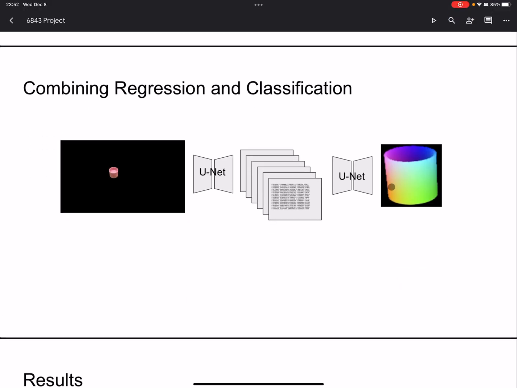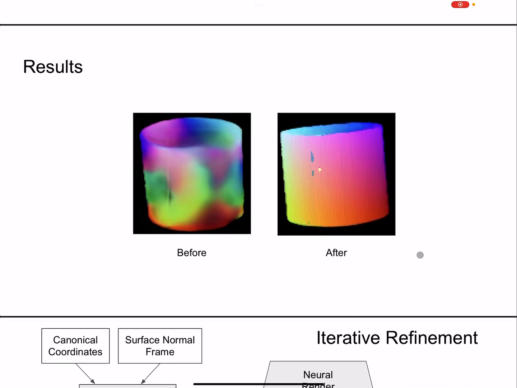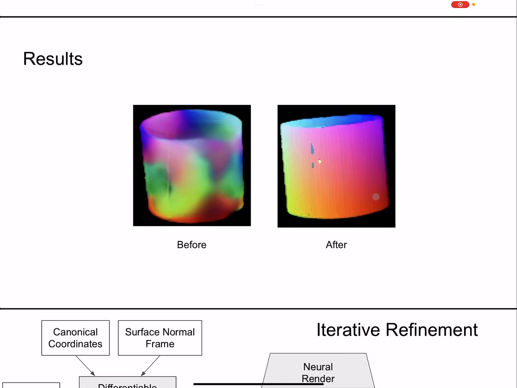So the model in this work actually combines classification and regression by first classifying which area on the object you think this pixel belongs to. And then once you get a distribution of this, then you can go and you can force the regression to take one pose. And this is nice because before we had this blobby mess, but afterwards we actually get a clean coordinate regression of the object with a few artifacts.